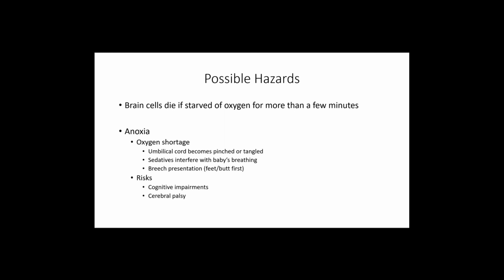Possible hazard, brain cells die if starved of oxygen, an oxygen shortage, where an umbilical cord pinches or entangles around the infant, which occurs when there's a breech, and the risks are cerebral palsy and cognitive impairments. So if there's complications in the pregnancy, such as the umbilical cord being tangled up in the child, it can lead to long-term cognitive impairments and physical disabilities such as cerebral palsy.